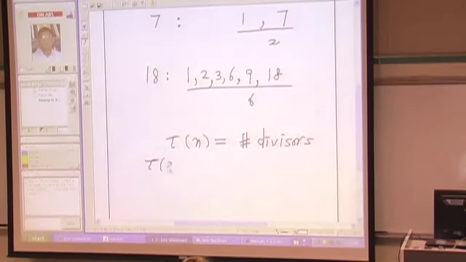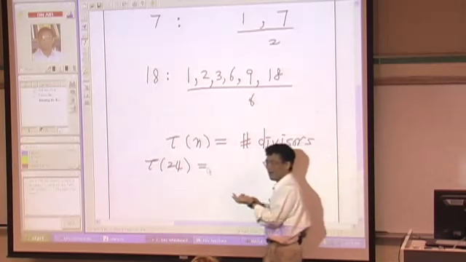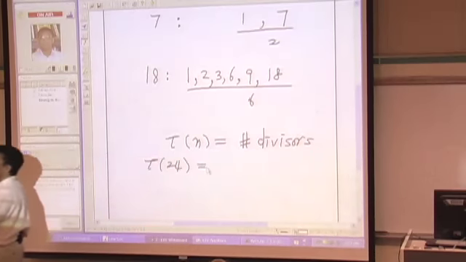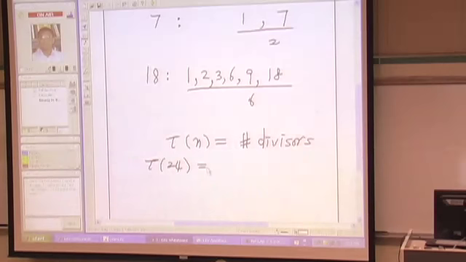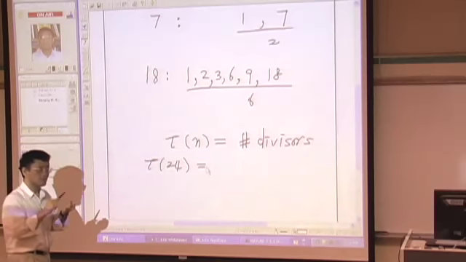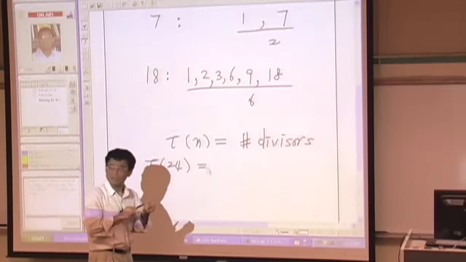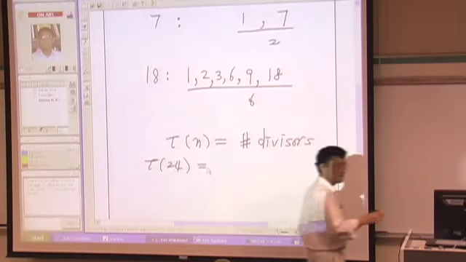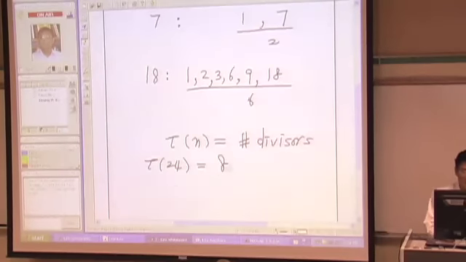Tau of 24. Can you get it? 1 divides it, 2 divides it, 3, 4, 6, 8, right? 12, right? And then 24, right? Total 8. So these are the cases, right?